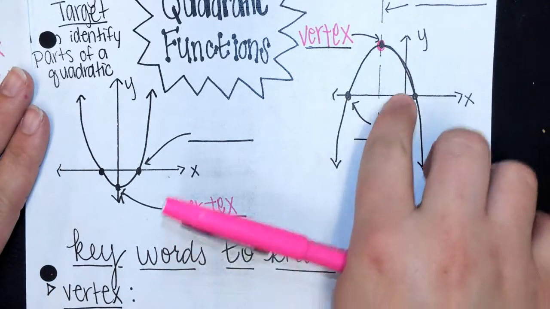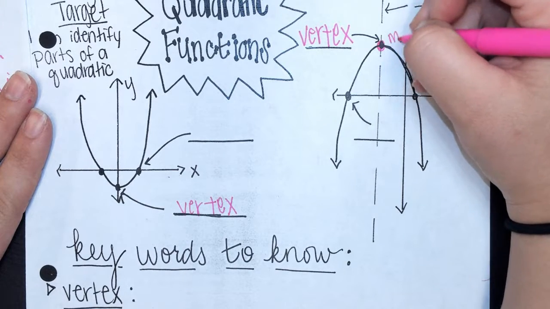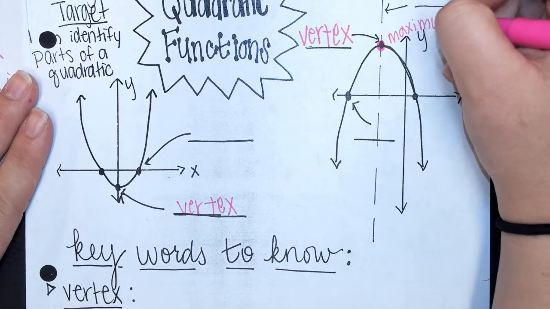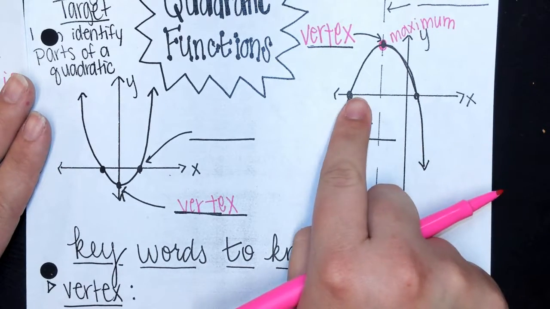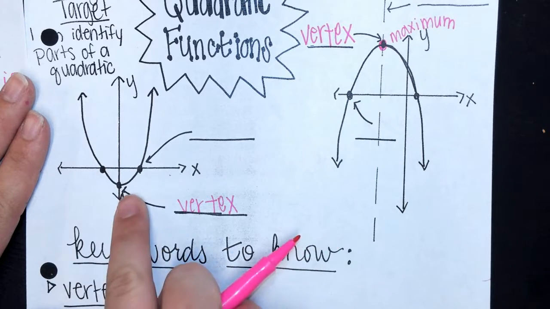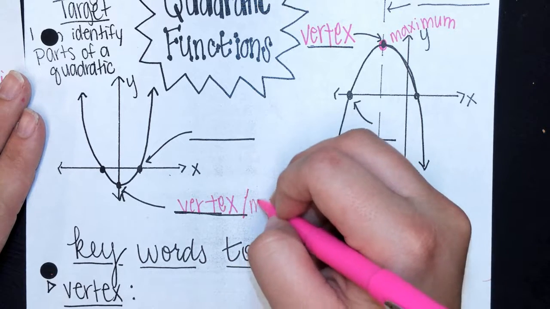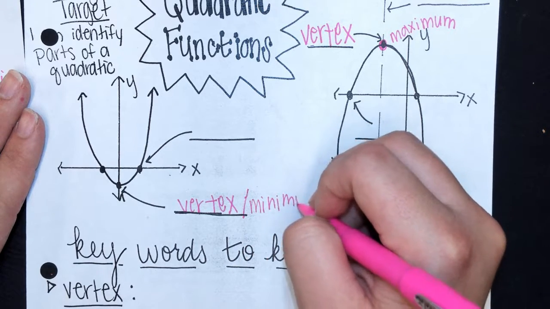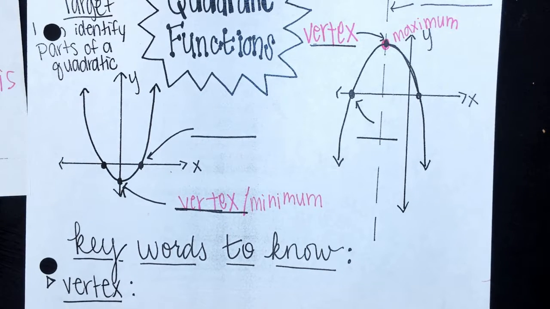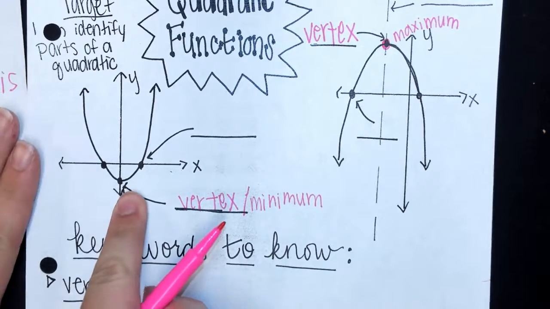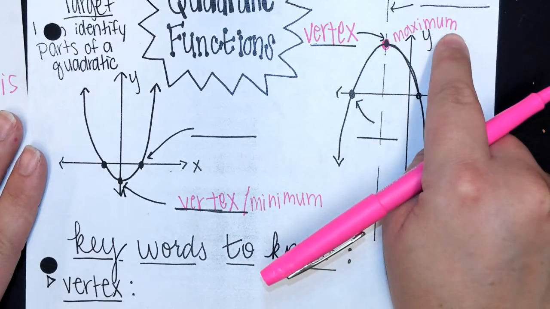If our vertex is up high, it's the highest point. It's called our maximum. So this vertex is also called our maximum if it's the highest point. If it's the lowest point, it's called a minimum, the opposite of maximum. So that's our first thing we're talking about, vertex. It's the lowest point here, and it's called a minimum. It's the highest point here, and it's called a maximum.